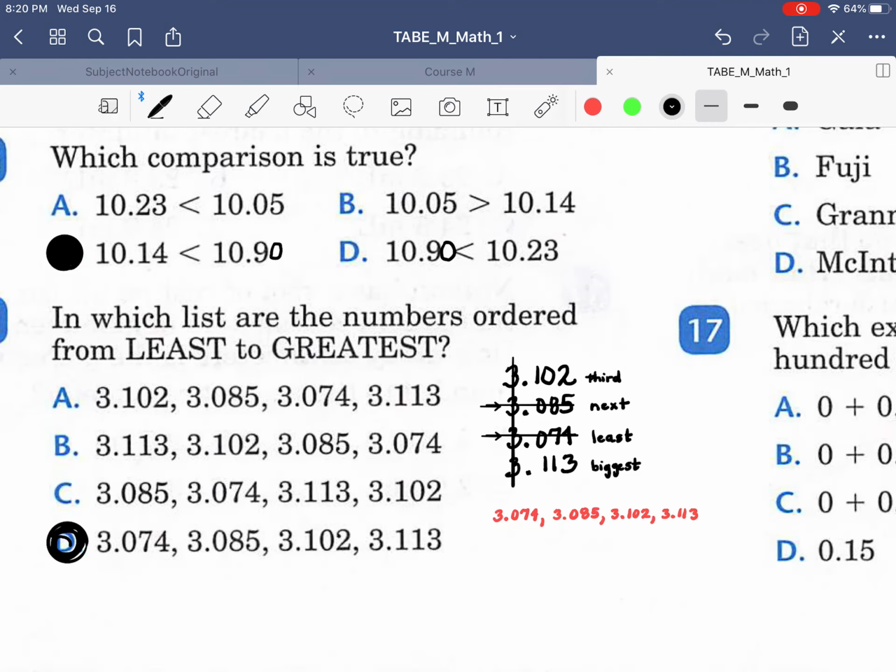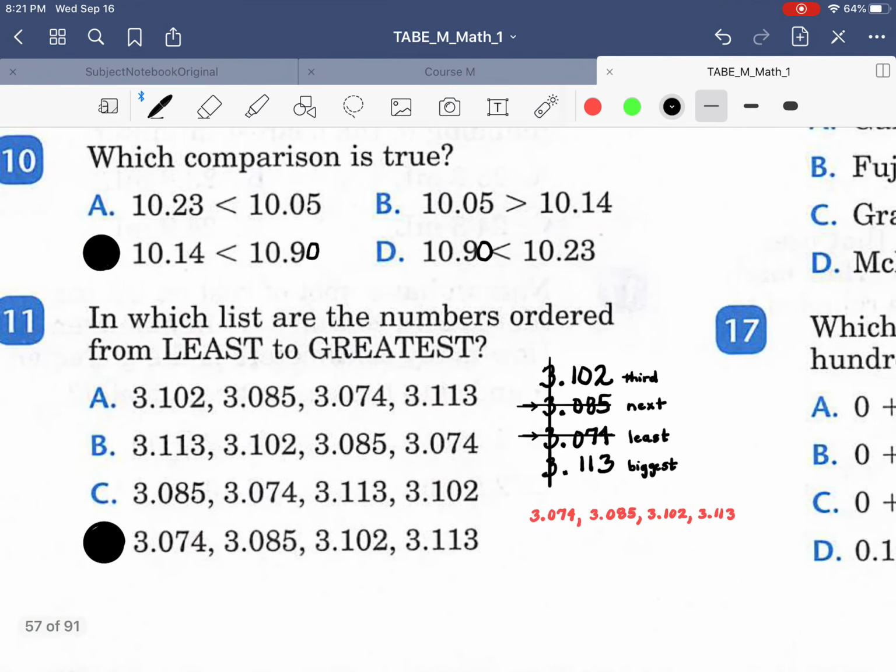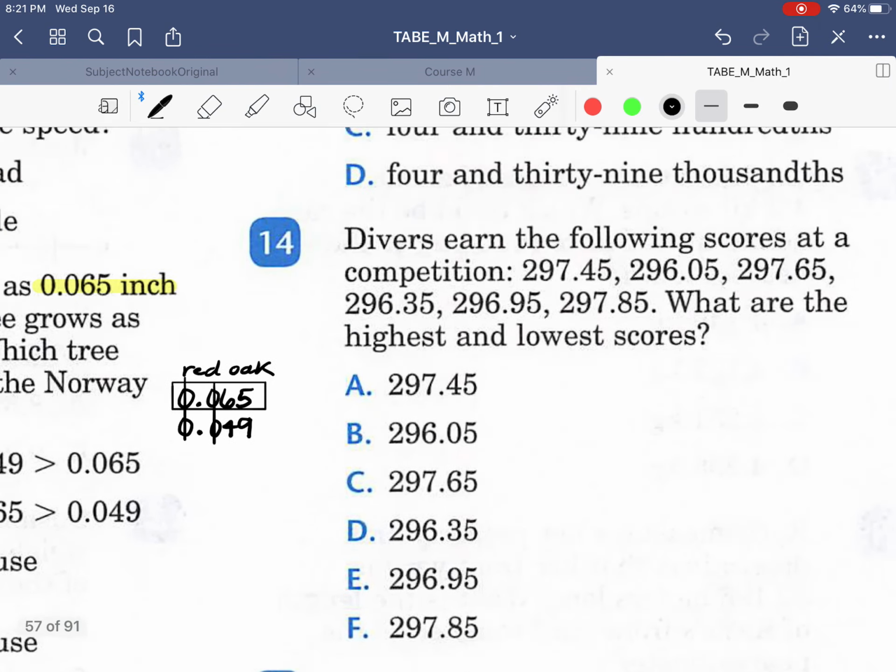Those are tricky. We didn't do any calculation. It's a matter of ordering things from least to greatest. Okay, number 11, the answer is D. Number 12.